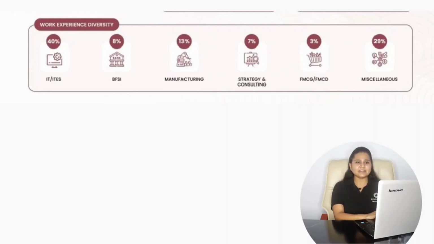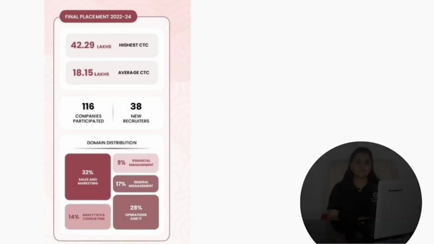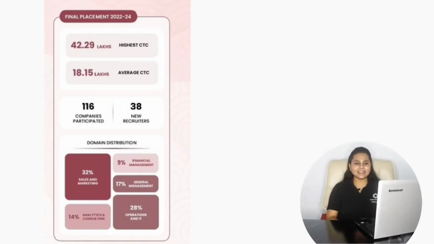Then if we consider the final placement report for the batch of 2022-2024, the highest CTC offered was 42.29 lakhs per annum and the average CTC offered was 18.15 lakhs per annum. Overall 116 companies participated in the campus recruitment, and out of that 38 companies are new recruiters. In the domain-wise distribution, 32% placements were from sales and marketing, 9% from financial management, 17% from general management, 14% from analytics and consulting, and 28% from operations and audit.